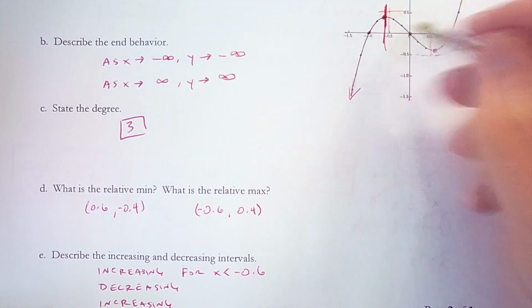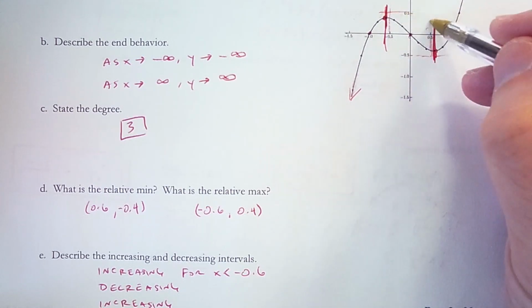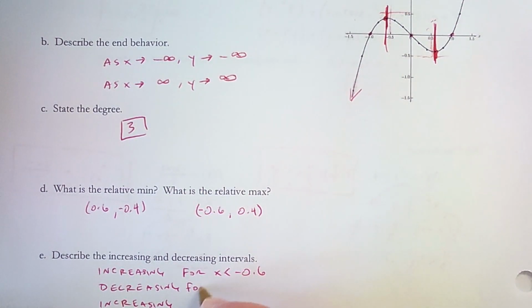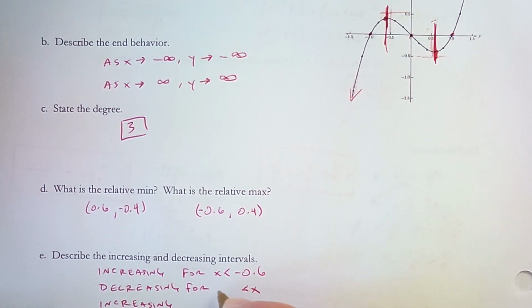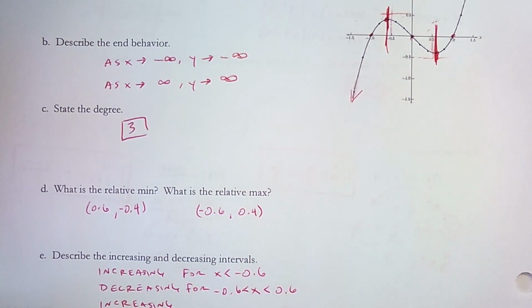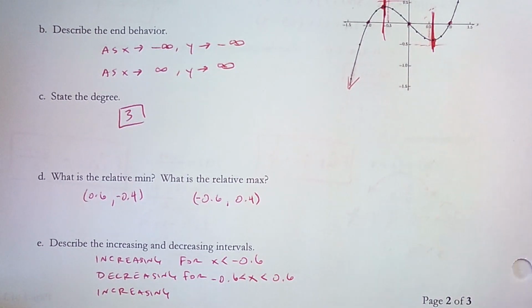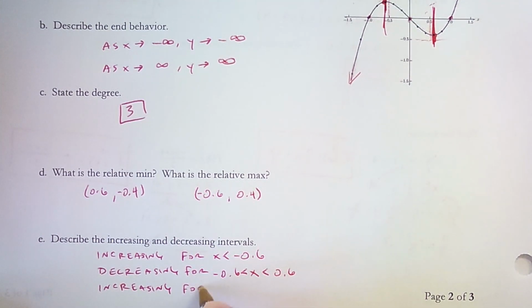Then it decreases from here until it gets here. So we need to know the domain here. The domain here is all x's to the right of negative 0.6, so that's greater than negative 0.6, but to the left of 0.6, so less than 0.6. And then it begins increasing again, and it's increasing forever to the right of 0.6. So it's increasing for all x's that are right of or greater than 0.6.